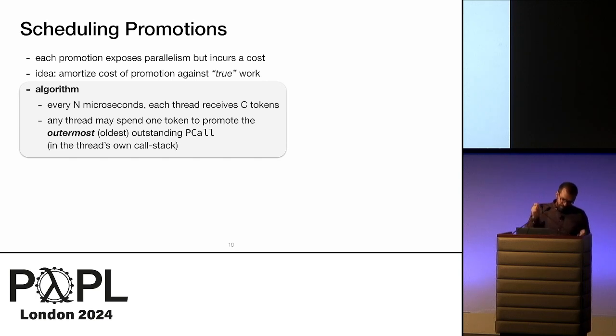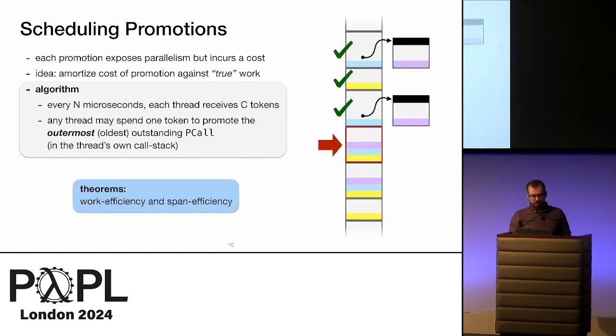Now, there's a really interesting detail here, which is that if a thread performs a promotion, it has to always promote the oldest thing, the thing that's buried deepest above it in the call stack. This is for span efficiency. Okay, so let me just mention we get work efficiency and span efficiency, and those are in the paper, and you can look over those if you're curious.